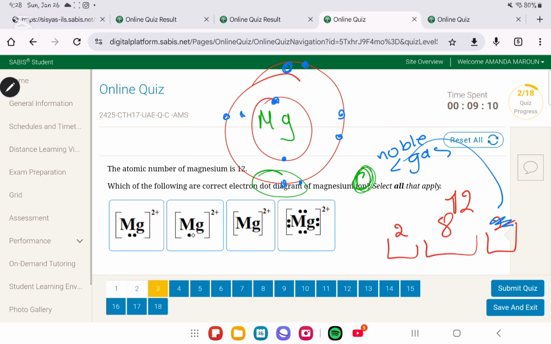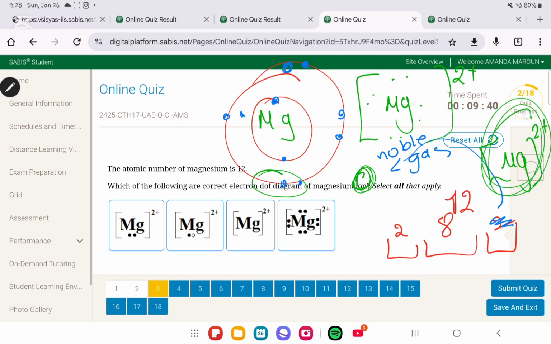That means you can denote it like this if you are doing it with the electron clouds. Or another way to denote it is like this. You do 1, 2, 3, 4, 5, 6, 7, 8. Okay, and then you enclose it because it has a charge, so it's charged 2 plus. Or you could just write Mg and then put it 2 plus.